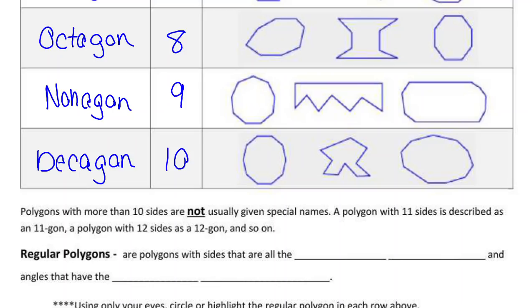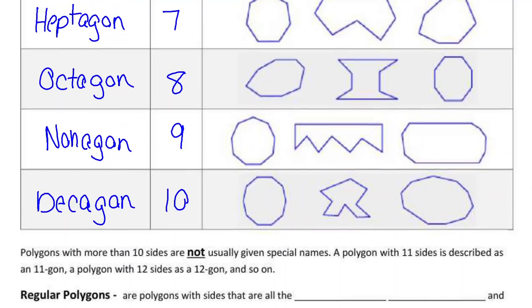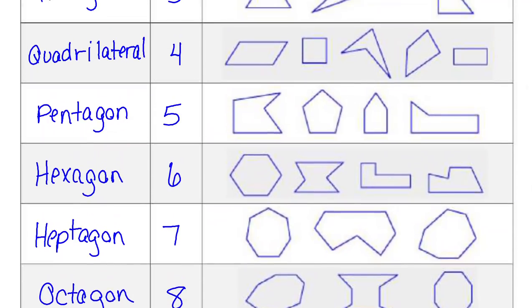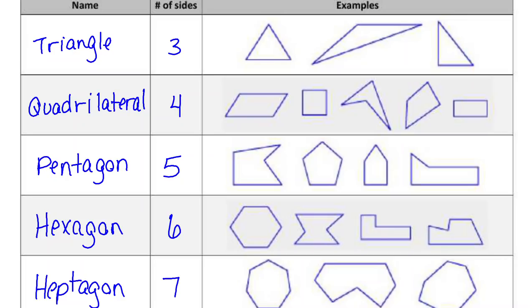Now, we know the names of all these, and even though they're all looking very different, if we look at the triangle, there's 3 different shapes of the triangle, but they're all considered triangles because they all have 3 sides. Same thing with the quadrilateral. Even though they all look different, they're all quadrilaterals because they all have 4 sides.